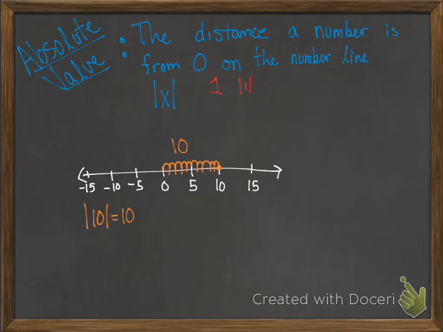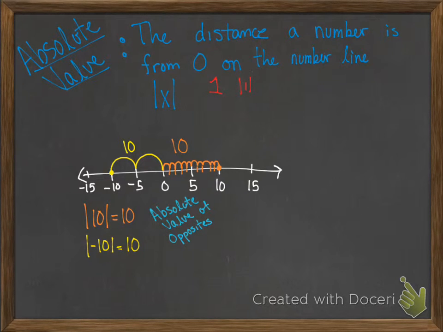So the absolute value is the distance, how far away. And remember from class, that distance can never be negative. So what happens if you take the absolute value of a negative number? Well, negative 10's right there. How far away is negative 10 from 0? Well, it's also 10 spots away, all right? So same idea. You can never move in a negative direction. You can't have a negative distance, okay?